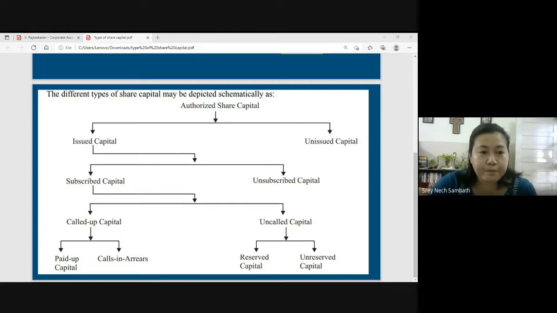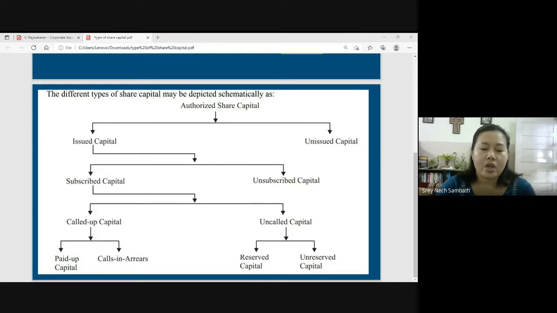So, let's see what issued capital is. Issued capital is a part of authorized capital. This is the type of authorized share capital that the company offers to the public, meaning to people outside, not to employees of the company, for subscription, which means they can subscribe to shares. The share capital that they set aside and offer to the public to be subscribed is called the issued capital.